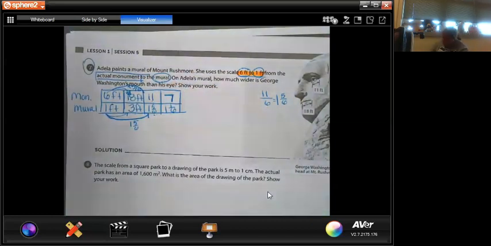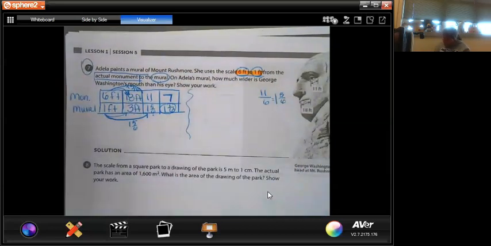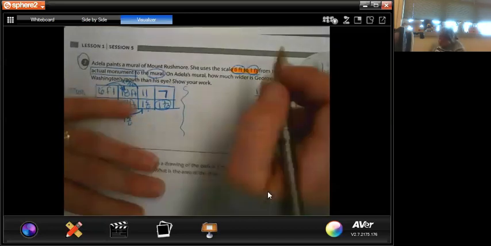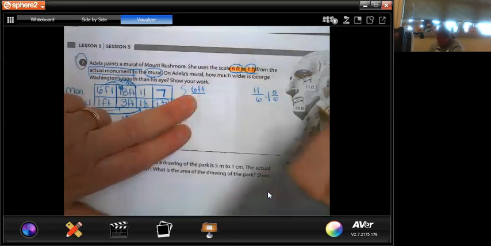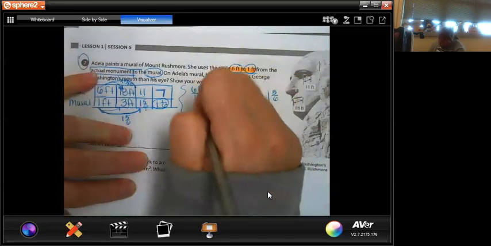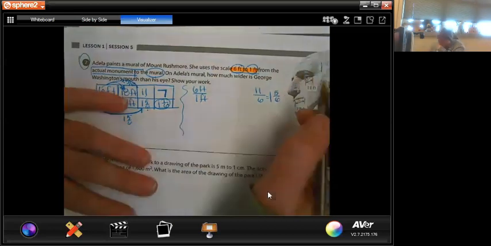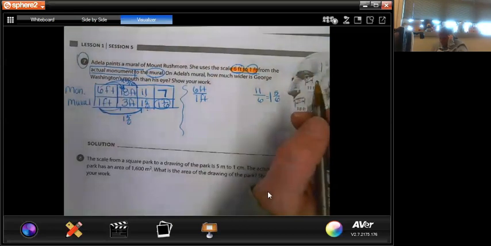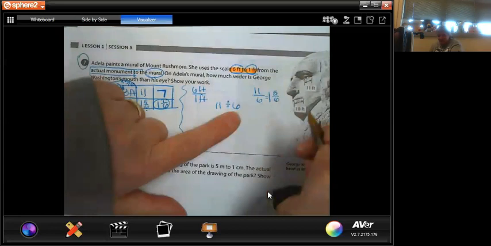All right. So that's one way that you could solve this. The other way that you could do this is, now here's the tricky part, and this is what I was warning you guys about. This 6 feet is the actual monument. 1 foot comes from the mural, right? So to go back and use it, we are trying to find the mural's amount. So what we're going to do is take this divided by the scale factor.